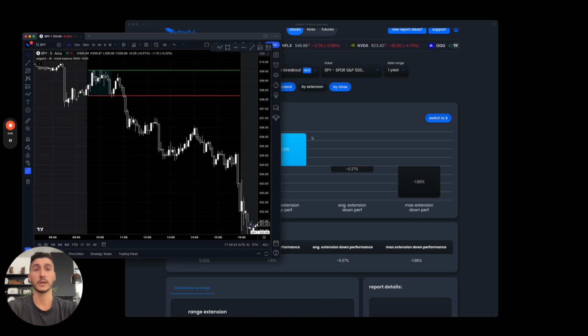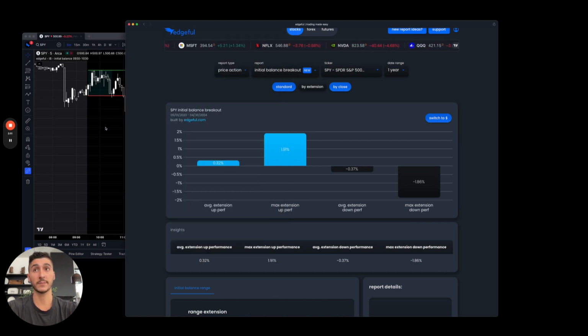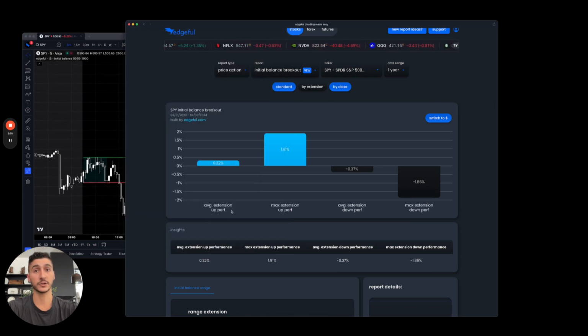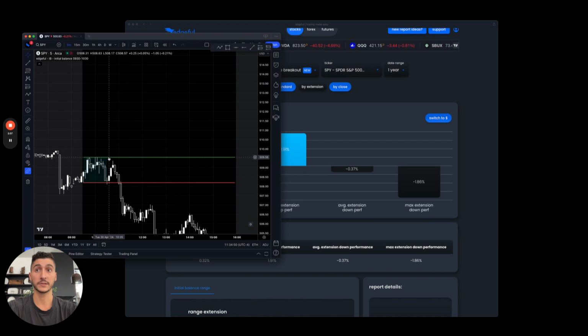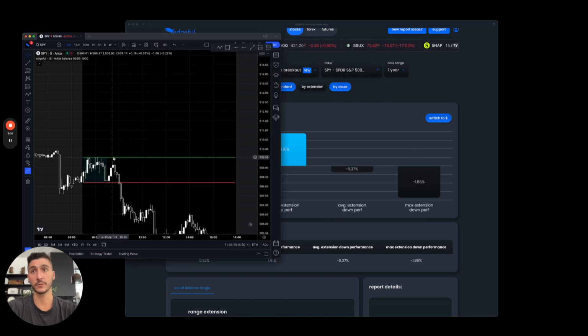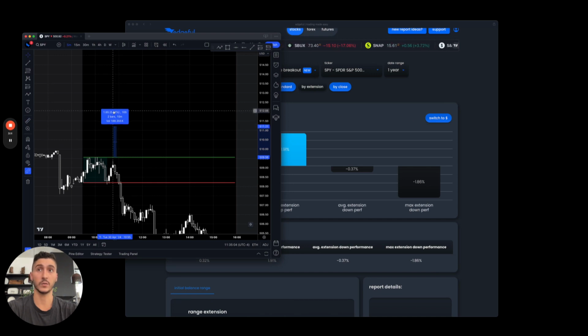So generally, for the moves that break out to the top side, so average extension performance upwards, that's going to be from this initial balance high, you can expect 1/3% roughly. So you can set your profit targets within this area. So I just plotted 1/3%. So here you can say, okay, I'm going to set my profit targets in this area because after this I can expect it to reverse.